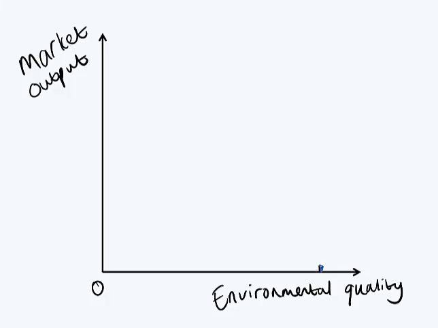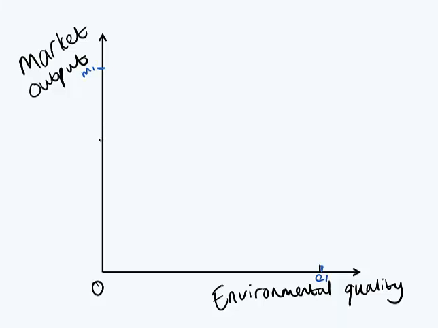I'm going to use blue for developed countries. They both have the same environmental quality potential, and it's at this point over here. Let's call it E1. But when it comes to market output, developed countries have more sophisticated technologies. They have better methods, maybe a more educated population that's more effective, etc. So they have a higher potential level of market output. Let's call this M1.